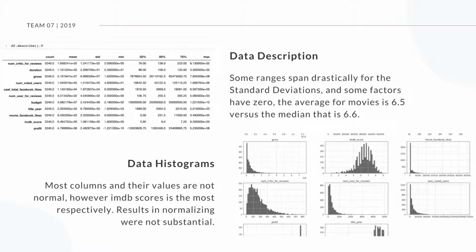So we decided to graph out that information into data histograms. And what we noticed is that most of these features are not normal. They skew very much to the right. However, when we tried to normalize the data, the results were not substantial, and the data only clearly makes sense as a skew.